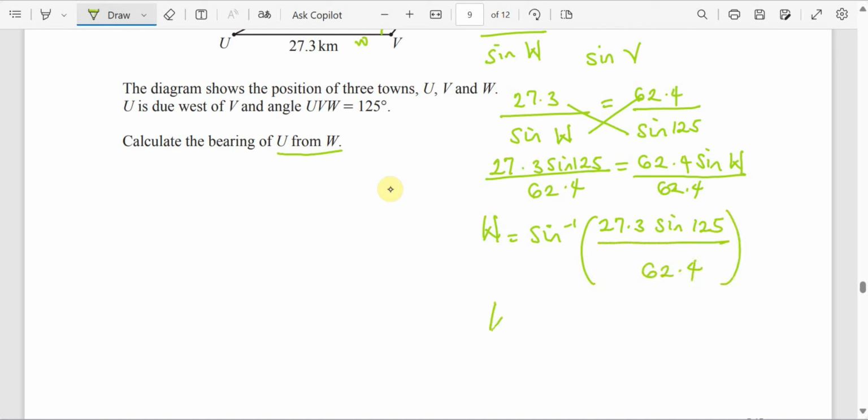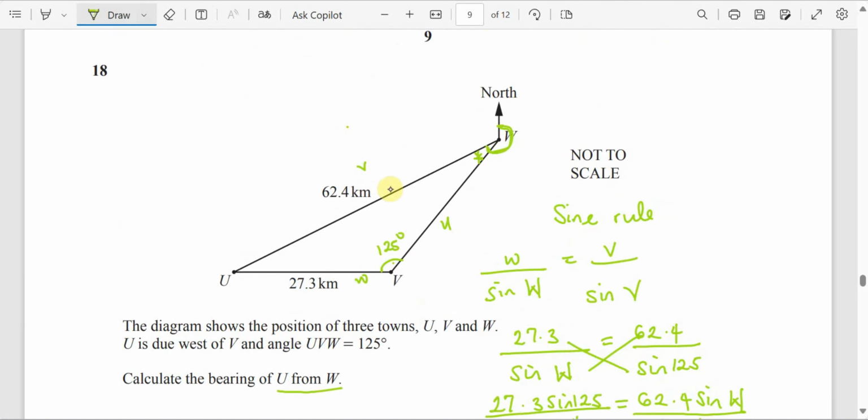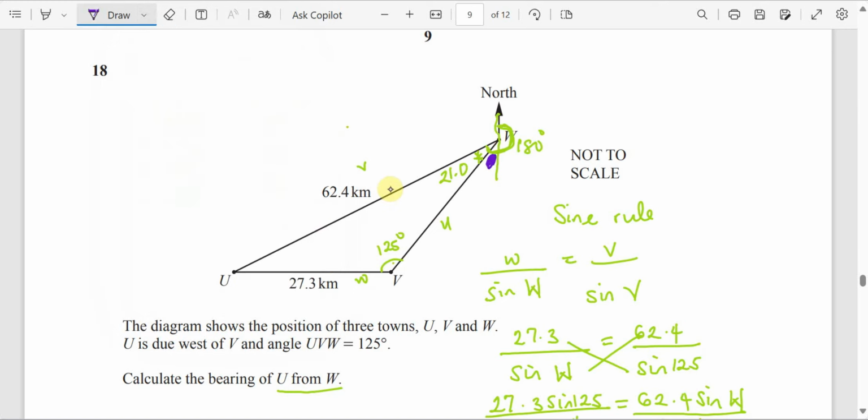Now, if you use your calculator to calculate this, we have our W to be equal to 21.0 degrees. So this is 21.0, but that's not what we're looking for. We're looking for this entire angle. Okay, so I can actually draw this line here, and that makes this 180 degrees, angles on a straight line. So I need to find this angle. Let me use a different color so that it should be obvious. I need to find this angle here.